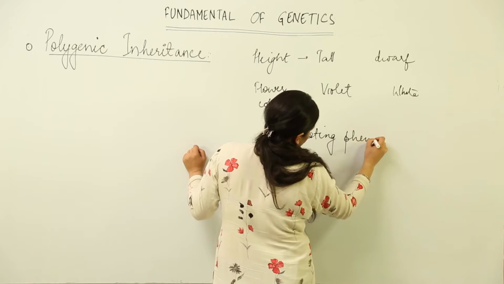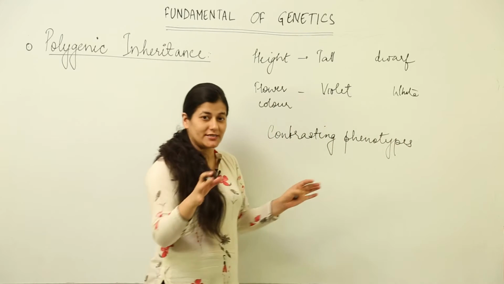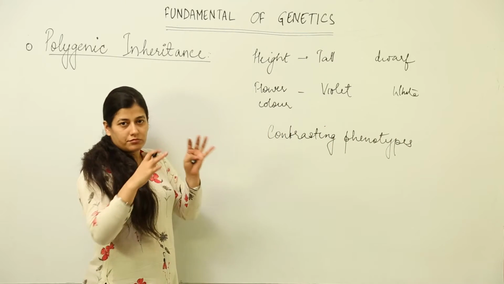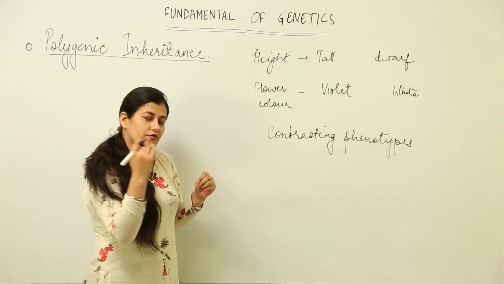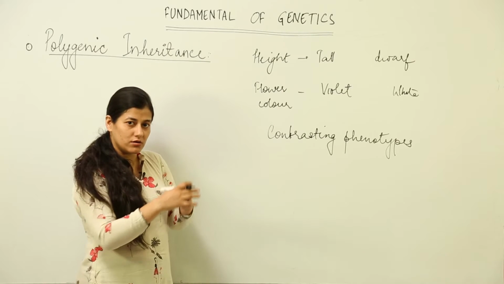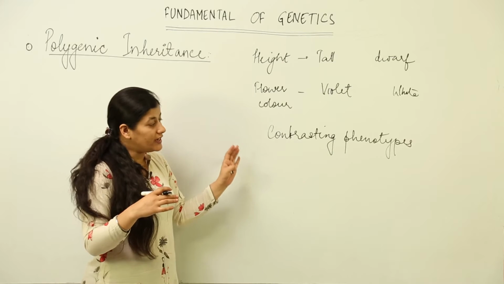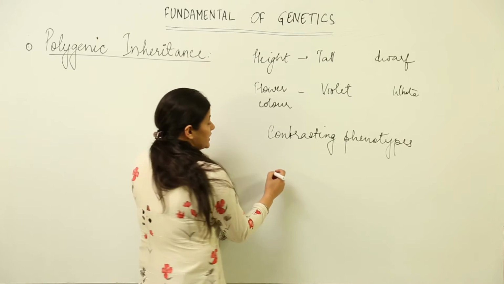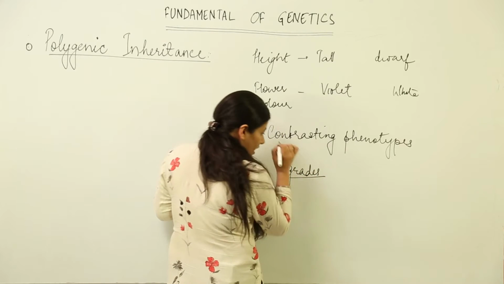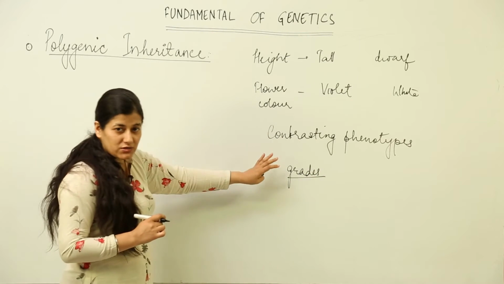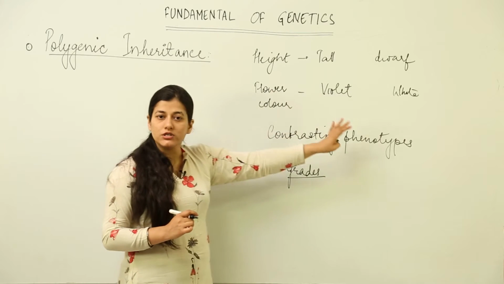But there is a big but. Now what is that but? You being a student, have you ever analyzed the height of other students in your class, your classmates? If you have a look at their height, you will not find contrasting phenotypes. Instead, there would be grades present in the phenotypes. So wherever there are grades present in the phenotypic expression, certainly it is not contrasting.